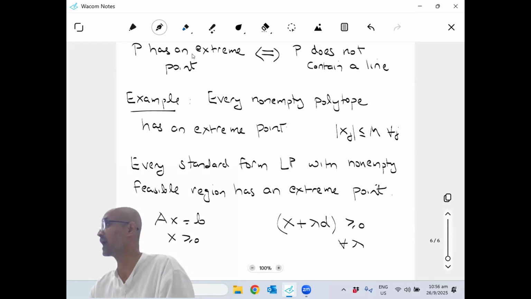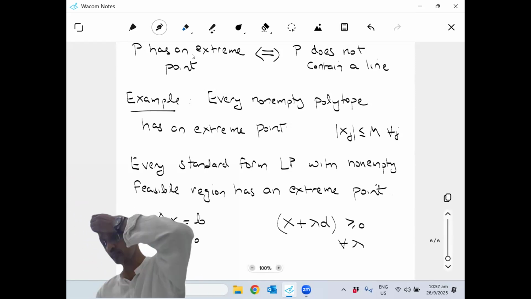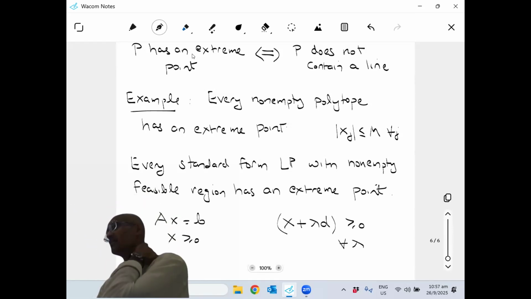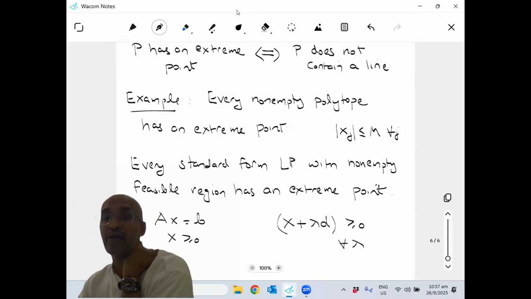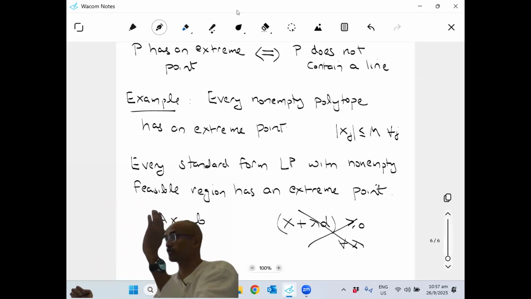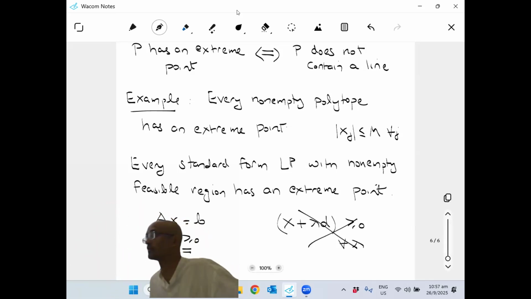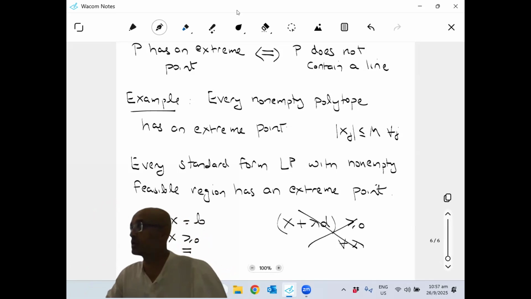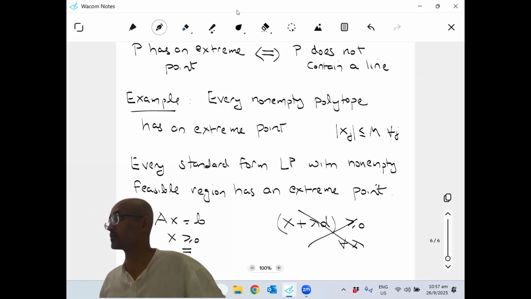So if d is positive, at some point if lambda goes very negative, this is going to get violated. Likewise, if the component of d is negative, at some point if lambda gets very high, it's going to get violated. So this cannot be true for every lambda. Because of this constraint, it lies in the non-negative orthant. So you cannot have a line going through indefinitely, so it has to have an extreme point. Of course, all these results hold only if it's non-empty.